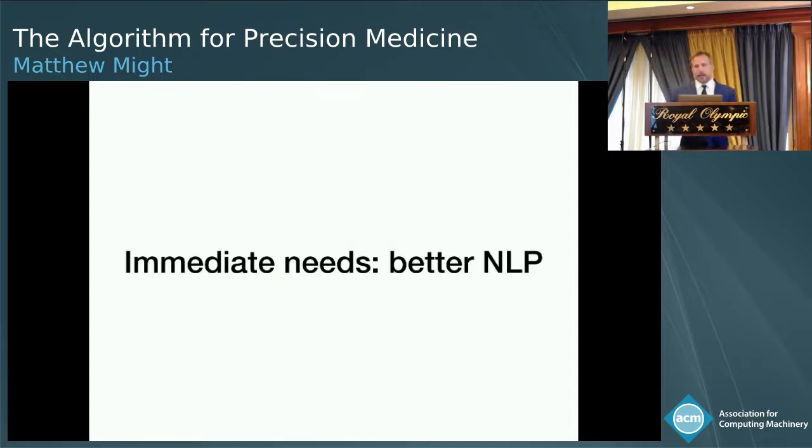In the near term, I definitely need more help with NLP. I've done some work with parsing, but NLP is a different beast entirely. And I know we can do better NLP on the literature than we have done. So we definitely need that.